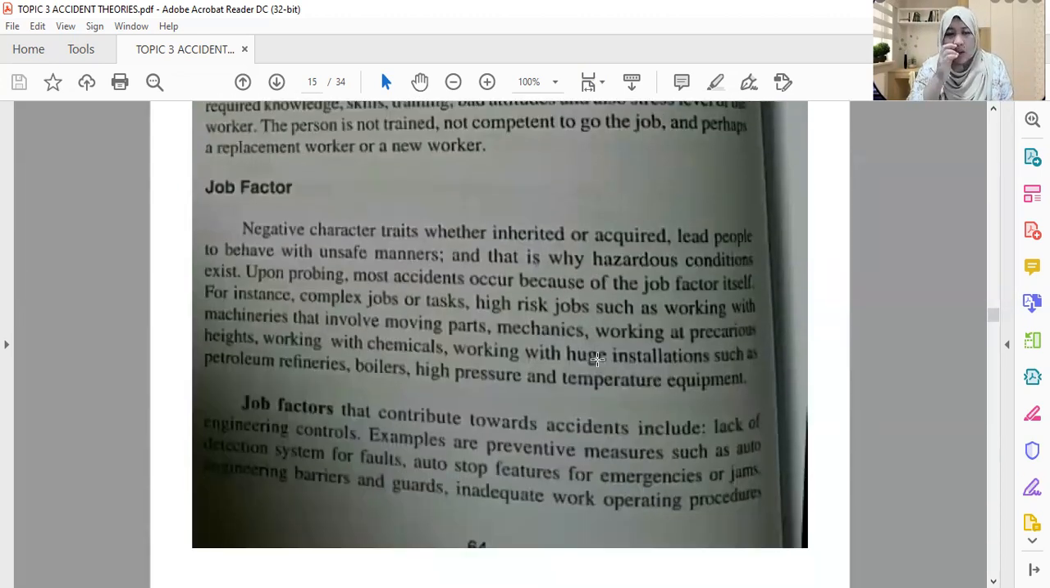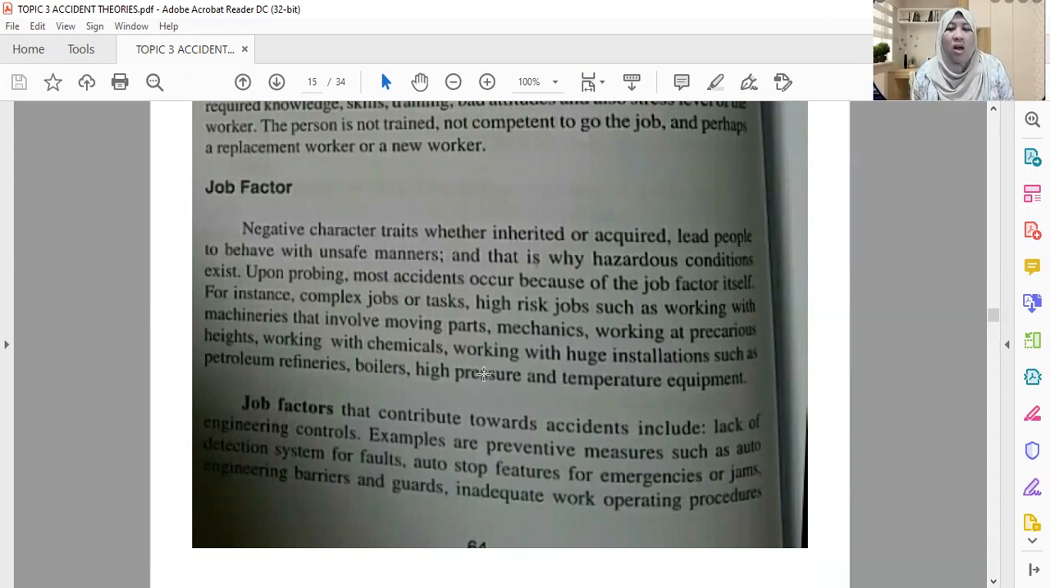Okay, now we're moving on to the job factors. The negative character traits, whether inherited or acquired, lead people to behave in an unsafe manner. And why does the hazardous condition exist? It says here, most accidents occur because of the job factor itself.